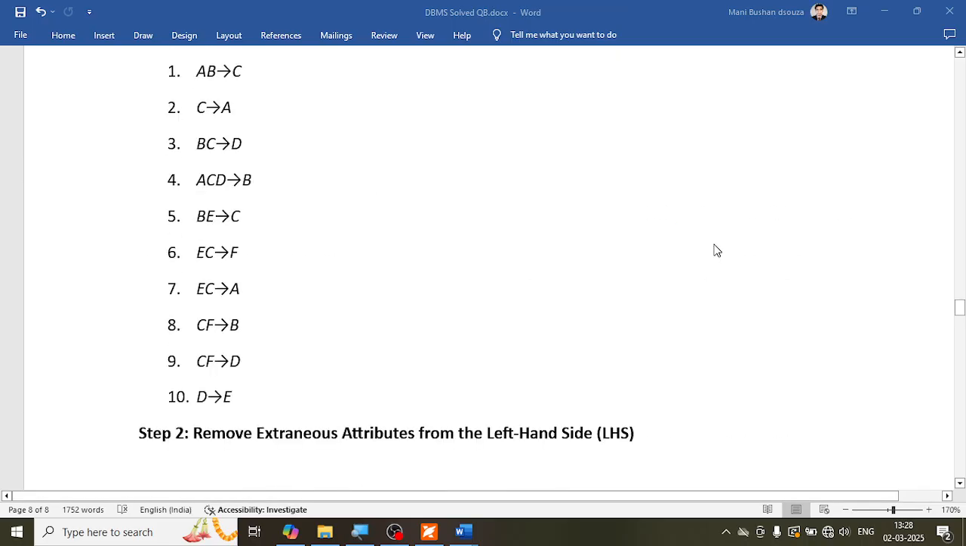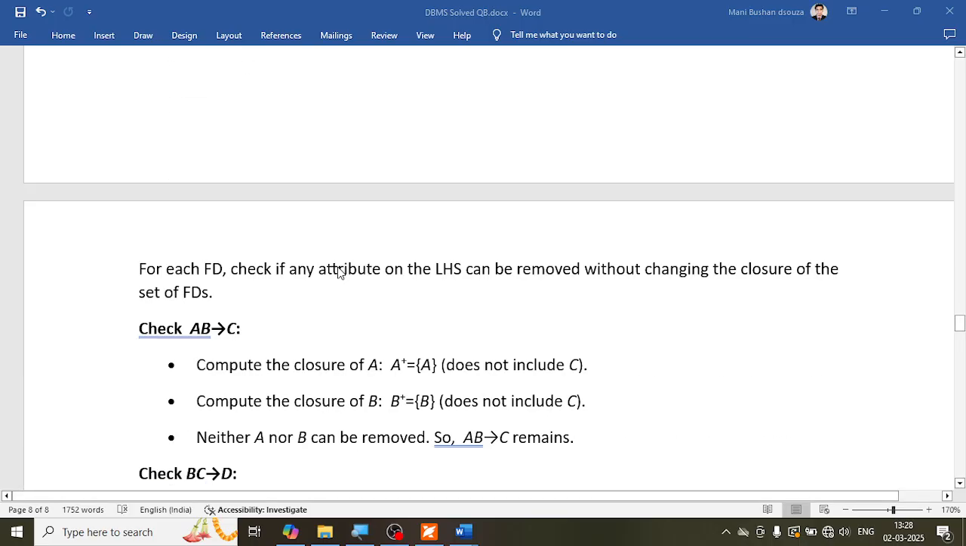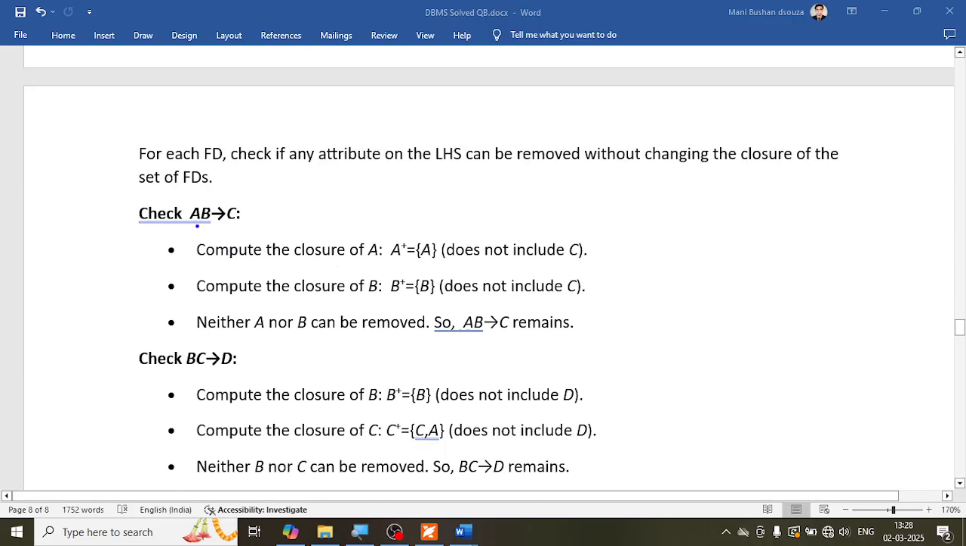The first one that we have here is AB derives C. Let's take that and try to find out whether A alone can derive C or B alone can derive C. Suppose A alone can derive C, then we can remove B and say that in the relationship AB derives C, B is extraneous and not required. Let's find out whether it is really doing that. Let's start with AB derives C. Let us find the closure of A separately, and let us find the closure of B separately.